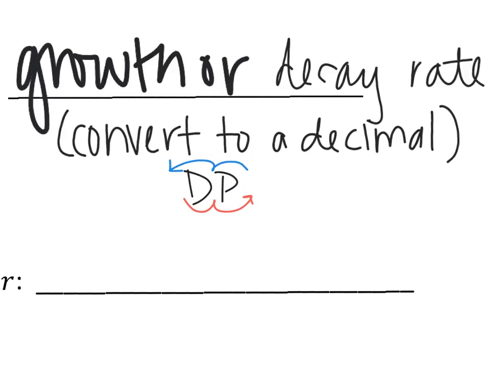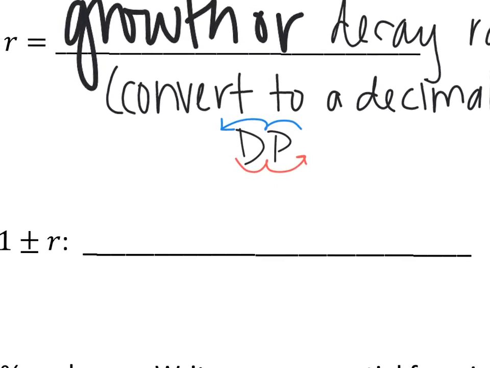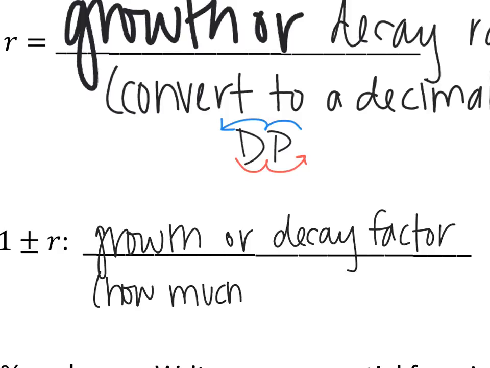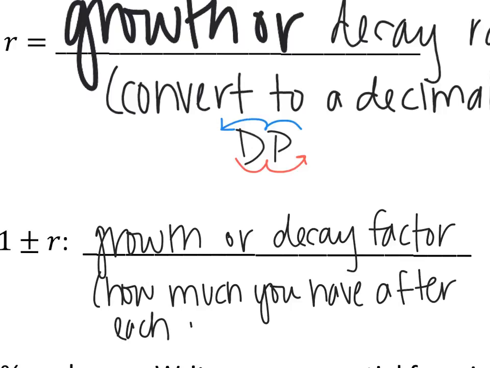This 1 plus or minus R is what is called the growth or decay factor. And what this really is, is how much you have after each iteration. Iteration is like each time you do the problem.